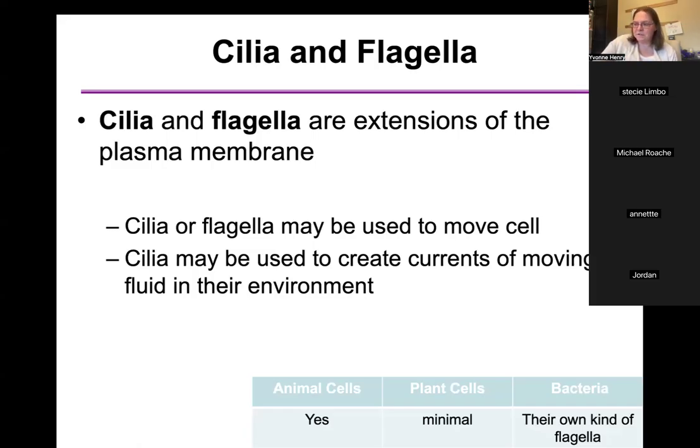They function a little differently. So they are given the same name, but they are operating in a different way. We're going to talk about the cilia and flagella here of animal cells. So eukaryotic cells, you and me. We're talking about your bodies here.